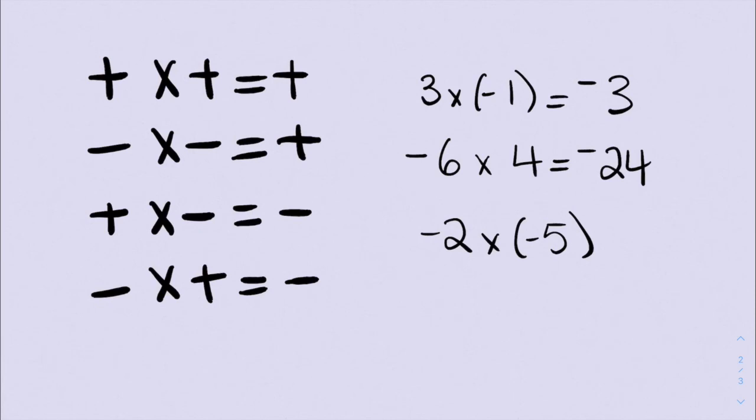And finally, we know that 2 times 5 equals 10. So we have a negative and a negative. So we know that if we have the same sign here, we're going to have a positive. So negative 2 times negative 5 equals positive 10. And that is how we multiply positive and negative numbers.